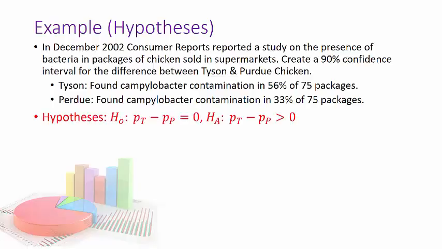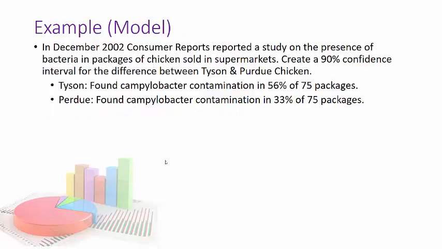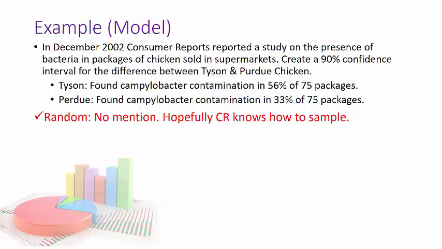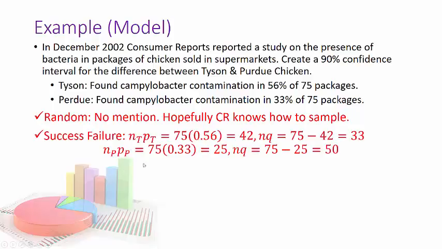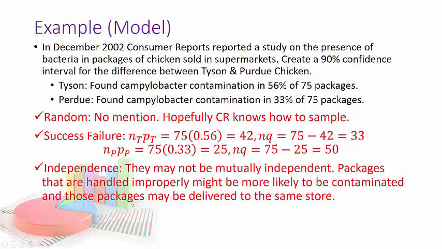So if we did our hypothesis, if we were doing a t-test, not a t-test, I'm sorry, just a hypothesis test, we'd say that the difference should be nothing. And our alternate is that there is a difference between the packages. All right. So you can always start with your hypothesis, which we're not going to use in this part, but we'll revisit this problem. Okay, now the model. Can we use a normal model? Okay, random. There's actually no mention, but I presume Consumer Reports knows how to take a random sample. That's kind of what they do. Success, failure. Go ahead and calculate these out. You can see all my values are greater than 10, so we're good.